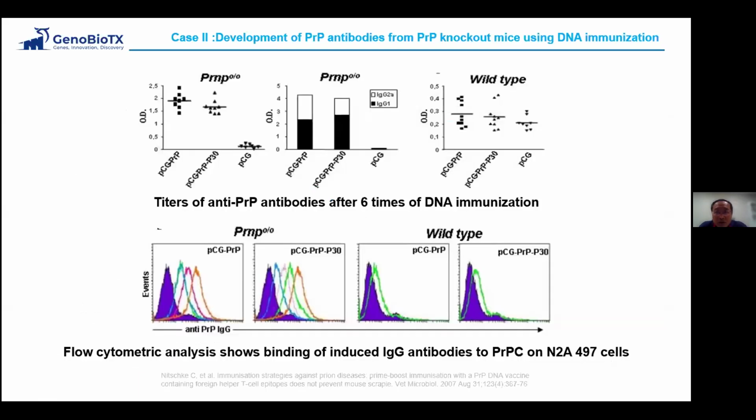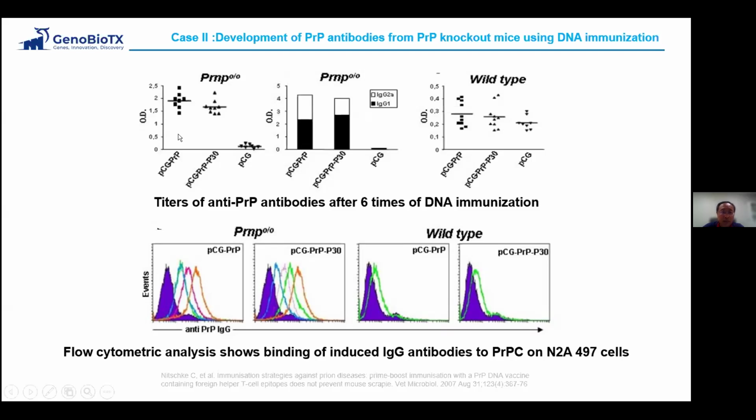The knockout mice can also be used for DNA vaccine. This is an example of prion protein antibody generation. They knocked out the prion protein gene from the mice and immunized the mice with 3 DNA constructs. The first one is a prion protein pCG vector. As you know, pCG is a very commonly used vector for DNA vaccine.